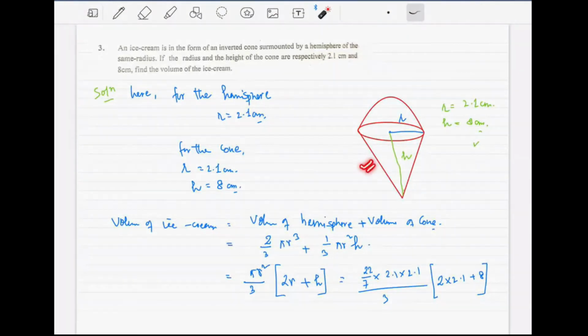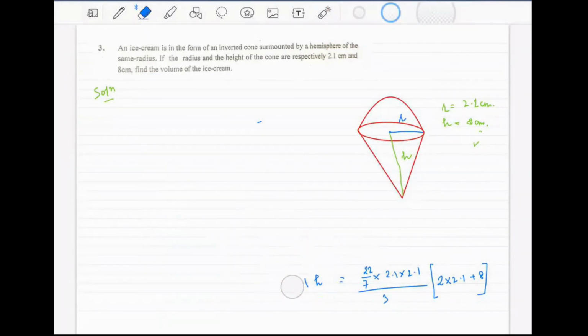Don't forget to draw the figure. And the r is 2.1, h is 8 centimeter. You have to put it on the side. I'm rubbing this off. I'm just taking up the last step above. All right.